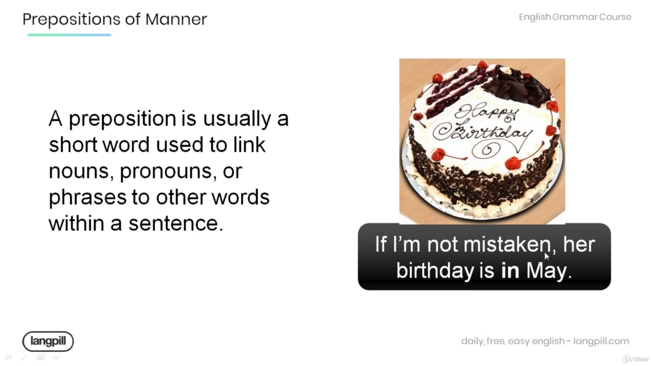If I'm not mistaken, her birthday is in May. Now, the word "in" in the sentence is a preposition, and it is used to link the word or the noun May to her birthday.